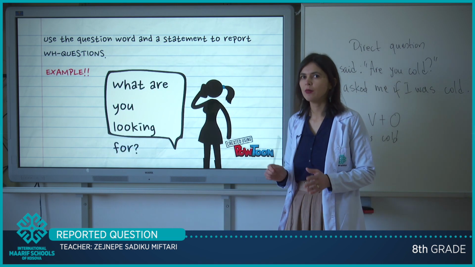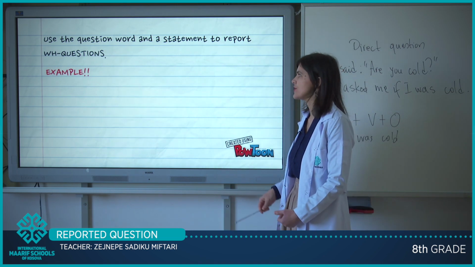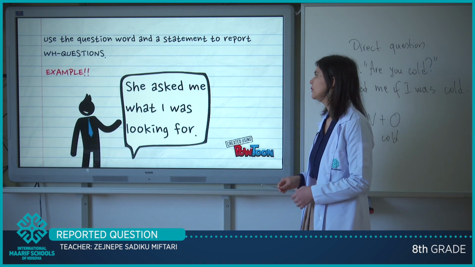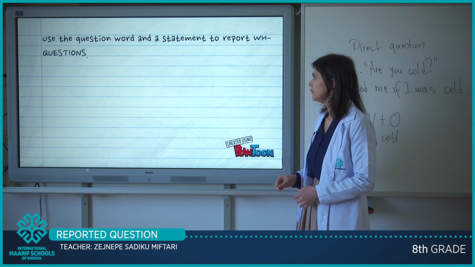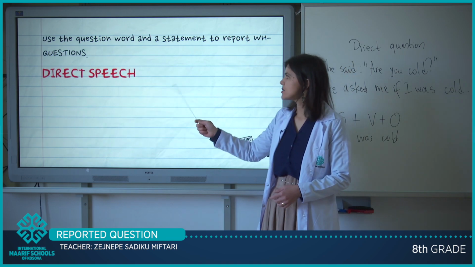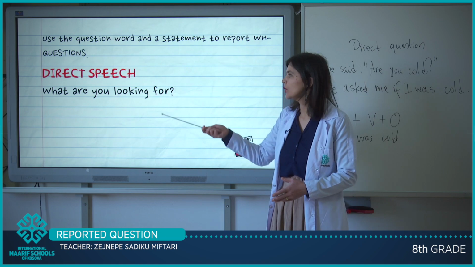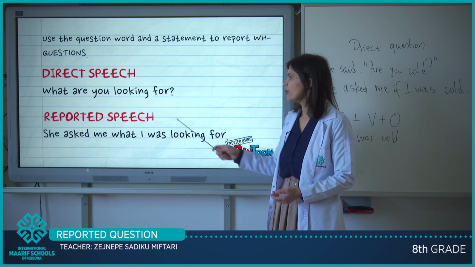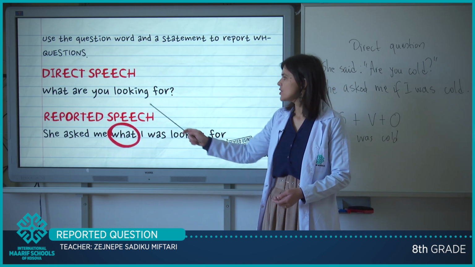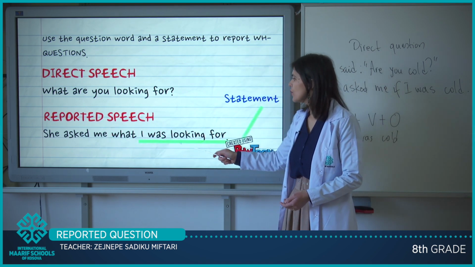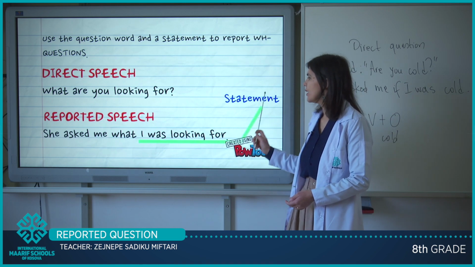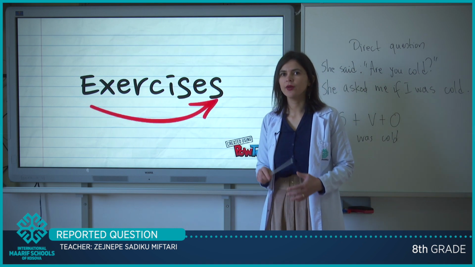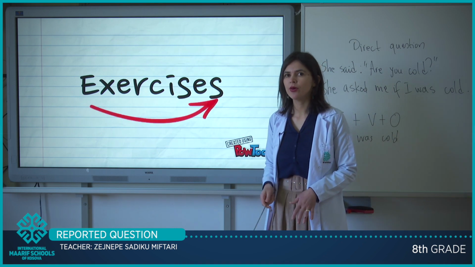So as we said, the WH question was the second group of questions. For example, let's see the example below. The direct speech, so the question was, "What are you looking for?" She's asking, "What are you looking for?" And the reported speech or question in this case is, "She asked me what I was looking for." So it's a statement. Now we have two sentences that are going to help us to understand the reported questions better.